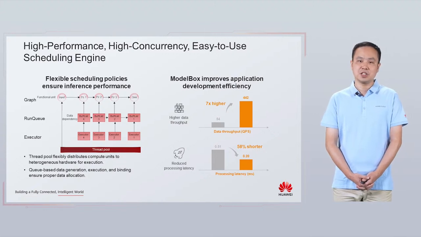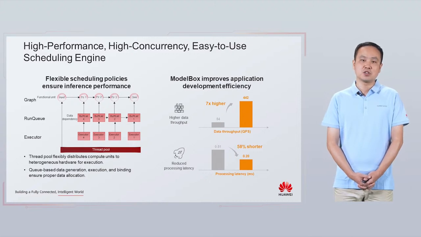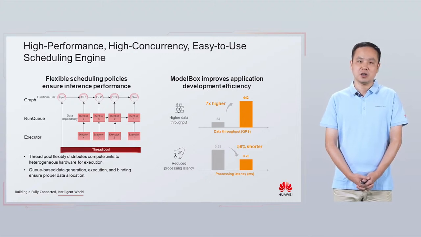I'd like to use a typical image detection case as an example. With the support of ModelBox, the throughput of the image detection was significantly improved from 54 QPS to 442 QPS, and the processing latency was reduced from 0.51 milliseconds to 0.2 milliseconds.